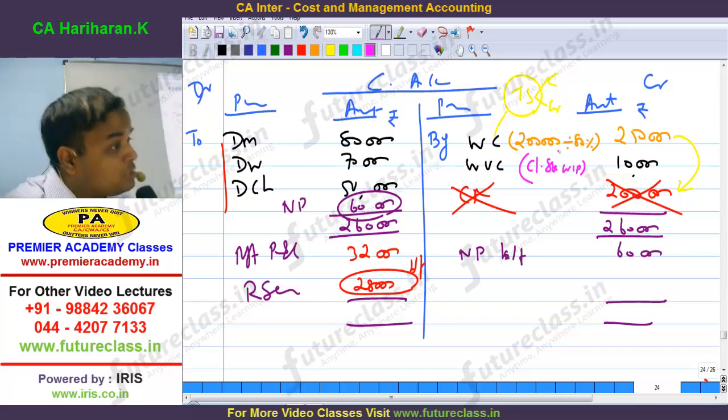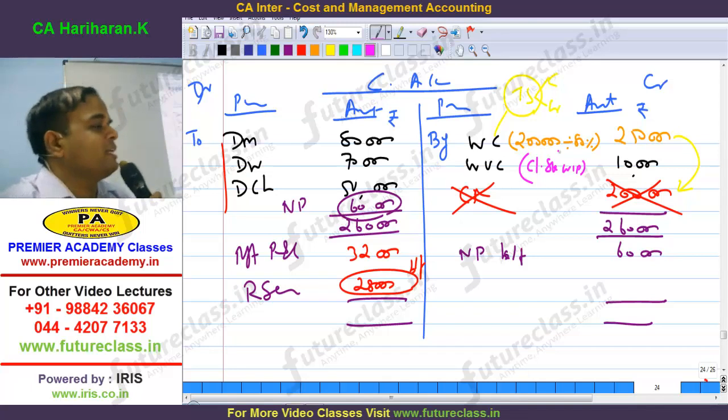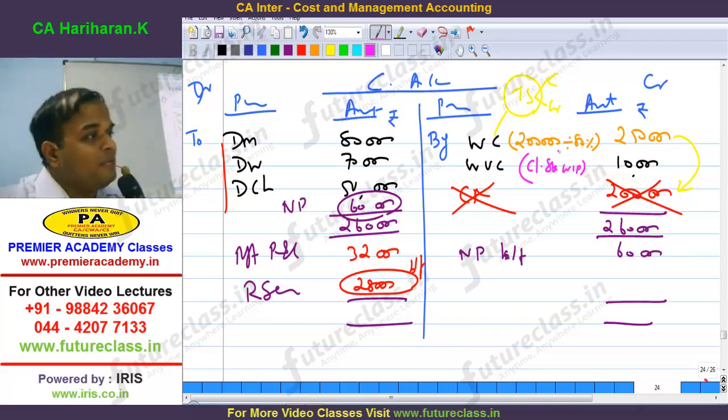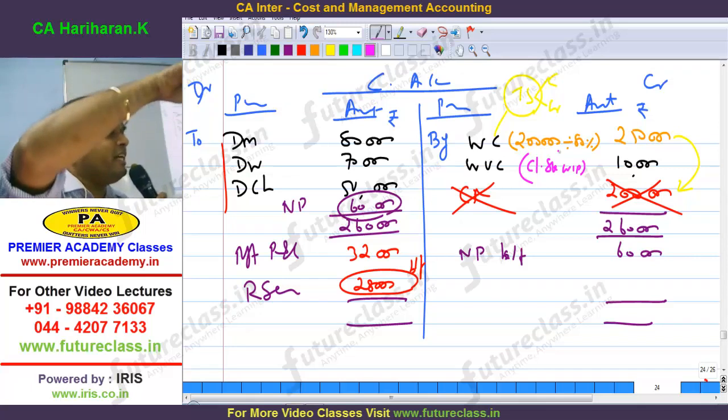Am I right or not? Next question, start with how much? 10 lakhs. Where do I have to put it, debit side or credit side? Debit side. The closing stock of the previous year is going to become the opening stock of the next year.